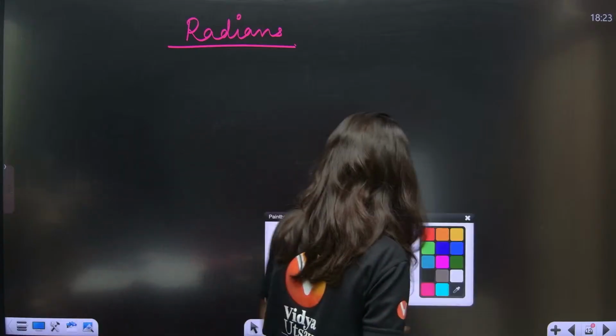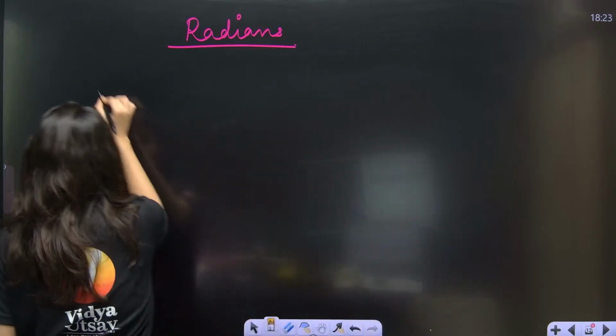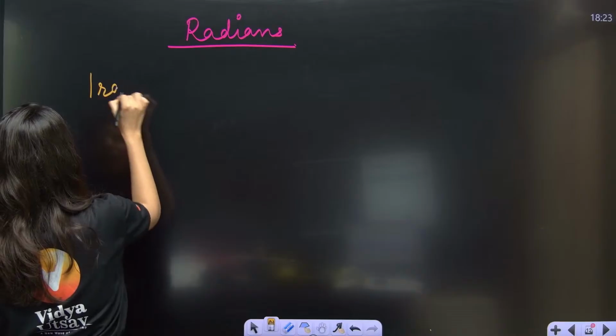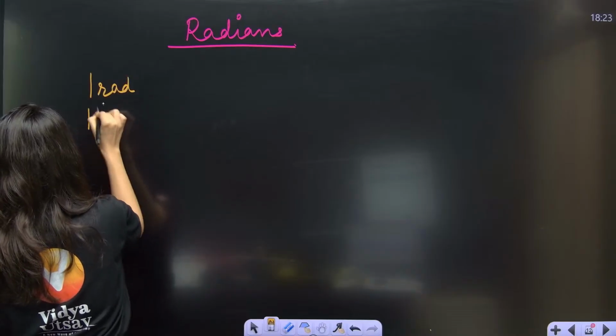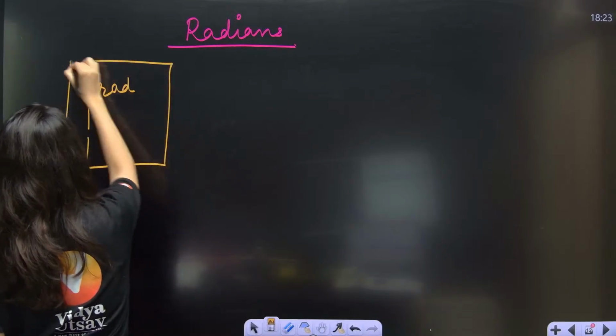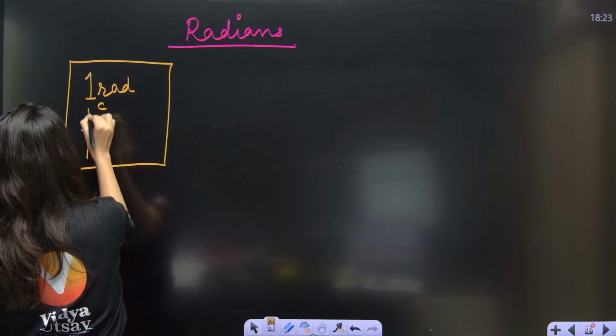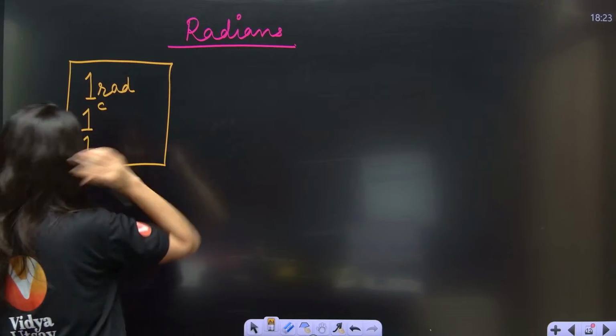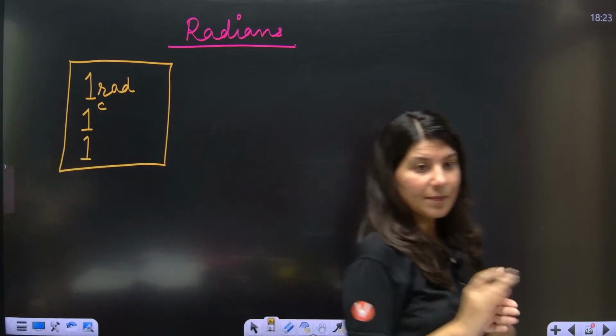Let us write the definition of 1 radian. 1 radian can be written as 1 radian, or 1 with superscript c, or simply 1. This is the representation of 1 radian.